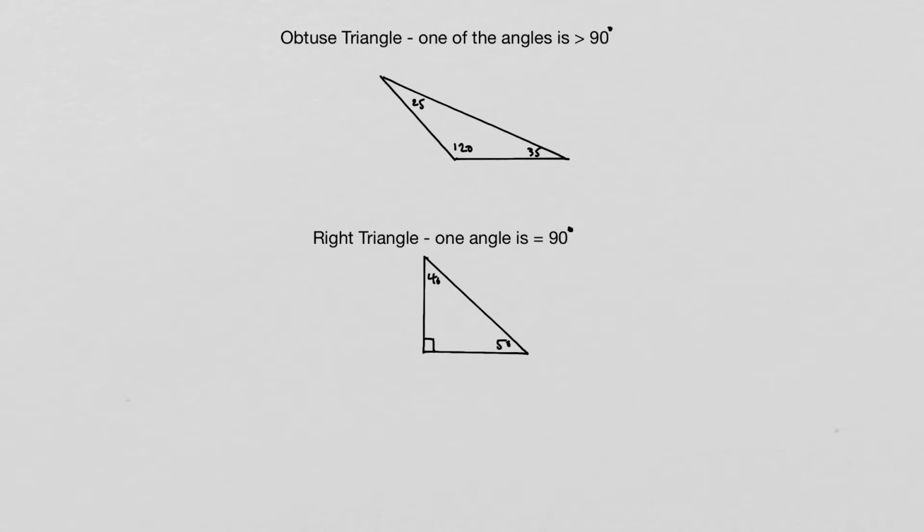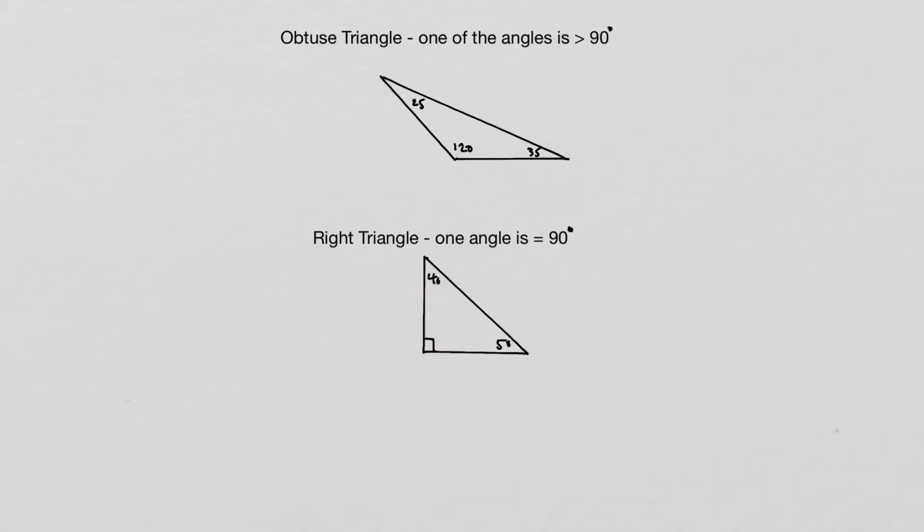So let's draw one and see what this looks like. Okay, so here we have a triangle where this angle is 120 degrees. So it's greater than 90, and then the other two are less than 90. And then the next type of triangle is called a right triangle, and as you can guess, a right triangle has a right angle, or an angle that's equal to 90 degrees. Okay, so here's an example where the triangle has a 90-degree angle over here, and then the other two angles are 40 and 50.